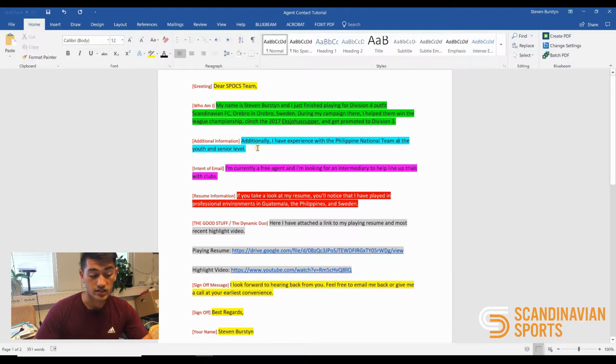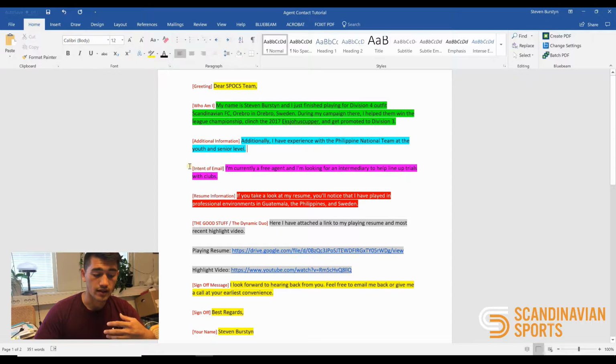Right after that, you click enter, you have a space, and then you type in some additional information. Here you can give a brief anecdote of maybe a previous team you played for. Additionally, I have experience with the Filipino national team at the youth and senior level. If you're a college player or an elite academy player, you would say, additionally, in the past I have played with Irvine Strikers Academy, or I have played Division 1 college soccer at the University of California at Berkeley.